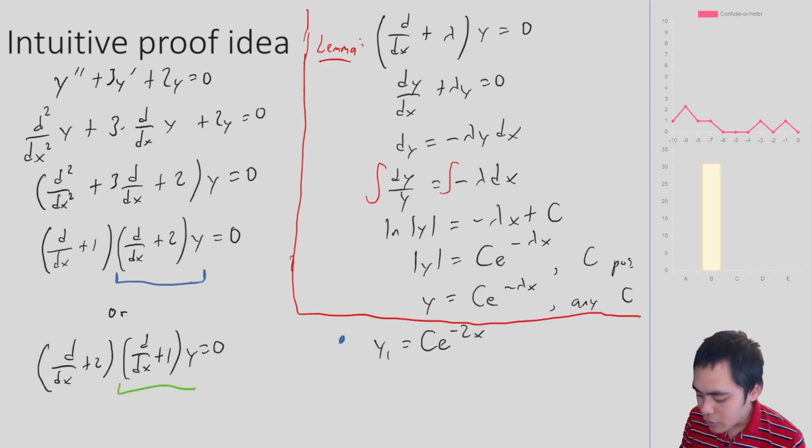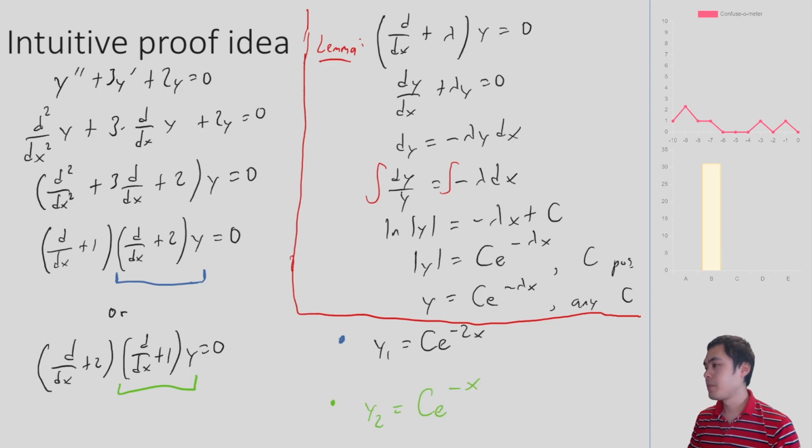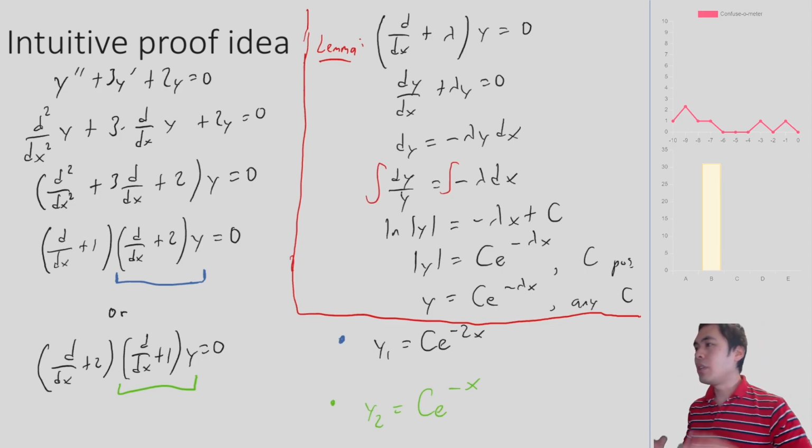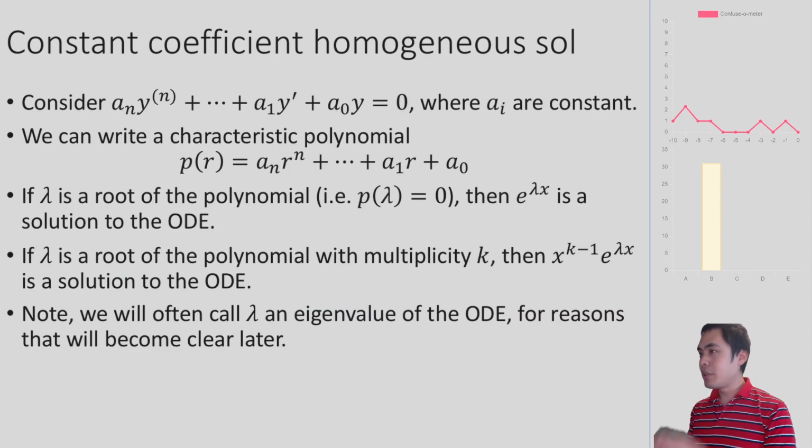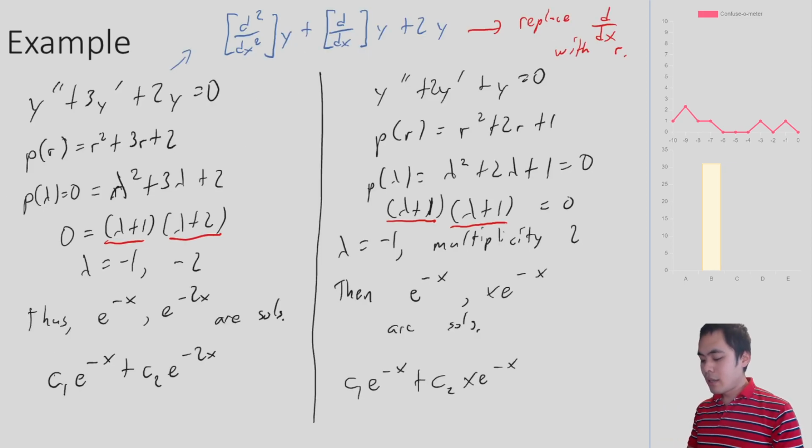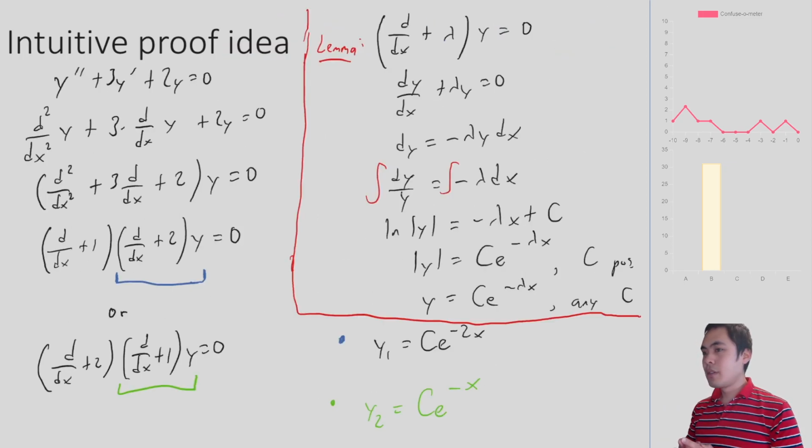And if we do the same thing over here, where we've rearranged the order of our factoring, you end up getting that y2 is equal to c e to the minus x. So this is basically giving you an idea of how we proved this big theorem here. We obviously haven't proved all of it, but this is basically the idea behind the proof for why this works. And we just used the lemma a moment ago because we wanted to set this thing equal to 0.